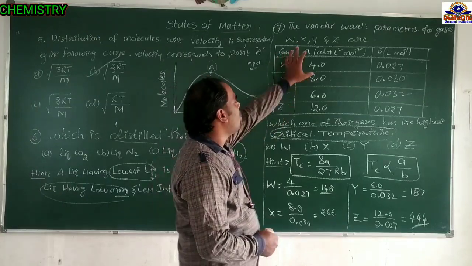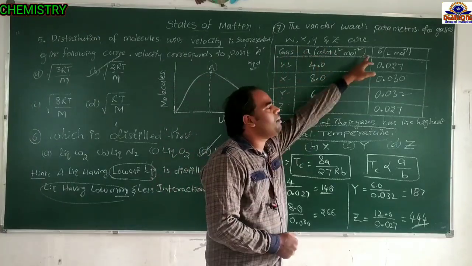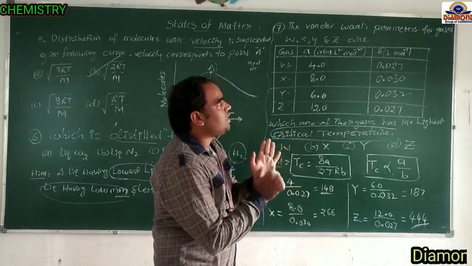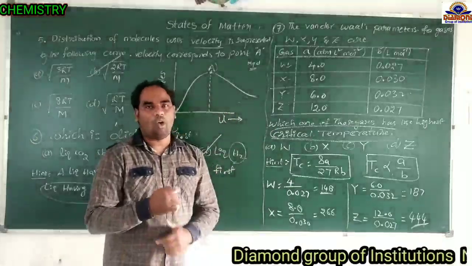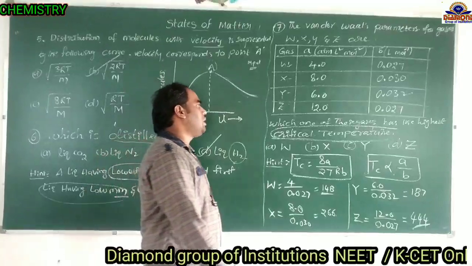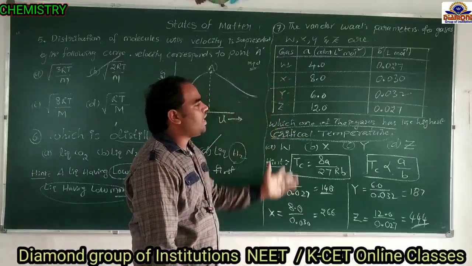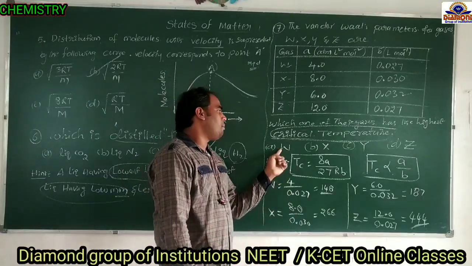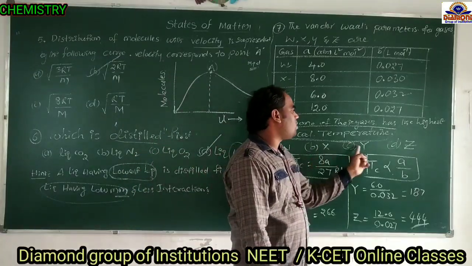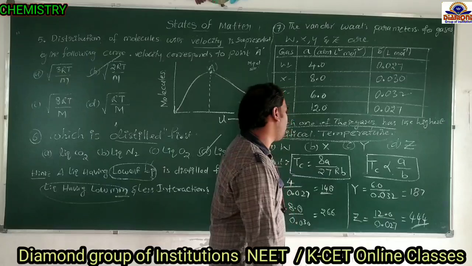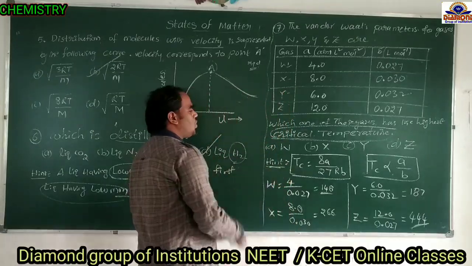For these gases, the van der Waals parameters A values and B values are given. Based on these van der Waals parameters, we have to find out the critical temperature. Among these four gases, which one has the highest critical temperature: W gas, X gas, Y gas, or Z gas? That is the question.